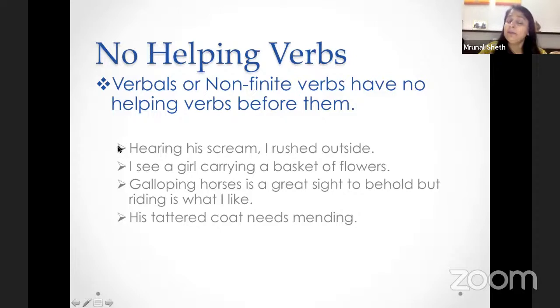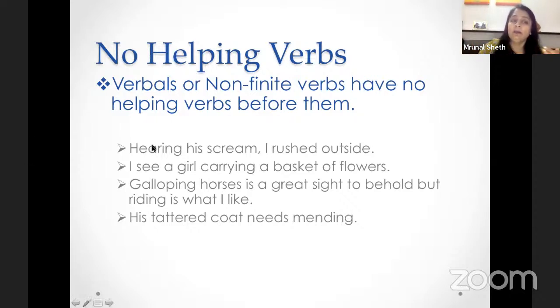So they are ing form of the verb. But is there any helping verb? Because if it is present continuous tense, it would be is hearing. If it is past continuous tense, it would be was hearing. But you don't see any helping verb before that. So that is the first test to find out if it is a gerund or a participle. So when you do not notice any helping verb before it, that means it is not a finite verb. It is not working as a verb in the sentence. So it is a verbal.